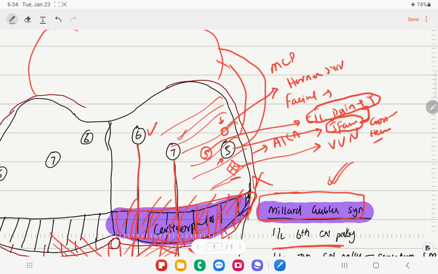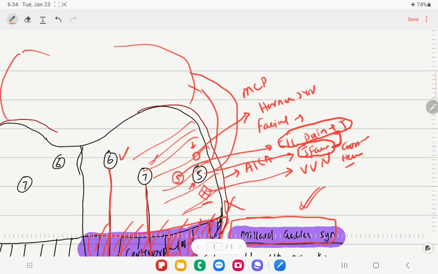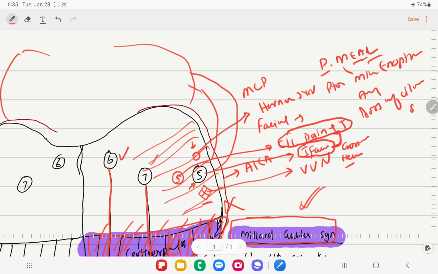So in Horner syndrome, there is a little mnemonic for that called PERFECT MEAL, right? The features of Horner syndrome are like this: there is ptosis, there is miosis, there is enophthalmos, there is anhidrosis, and there is loss of the ciliospinal reflex, right? So this is called the Horner syndrome, right?